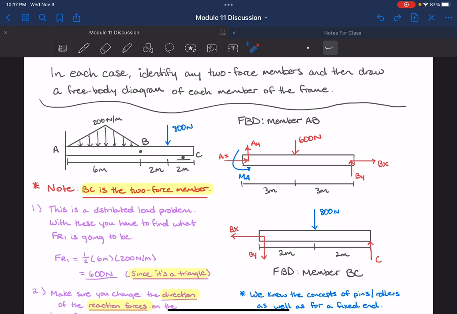And so that is pretty much it for the problem. If you have any questions, just leave a comment on it. Other than that, I hope that this video was helpful in explaining a distributed load problem and how to draw free body diagrams that involve distributed loading.